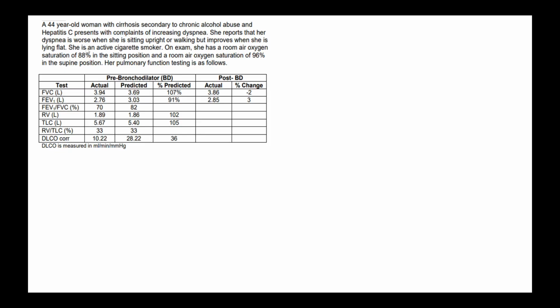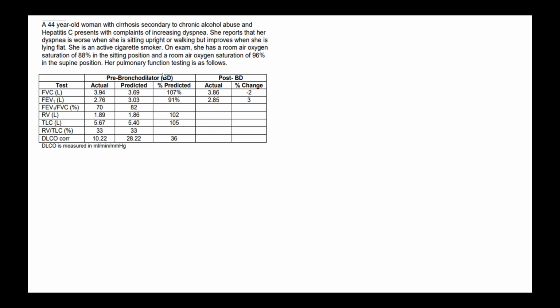Everything is important, from the history to the report that is given here. All should be taken into consideration. Is there any restrictive or obstructive or a mixed pattern here? No, sir. So all these values are almost normal except for DLCO. So what is this? She has a history of cirrhosis.